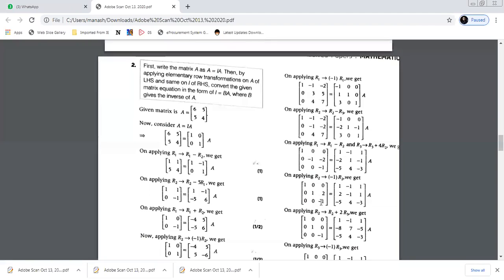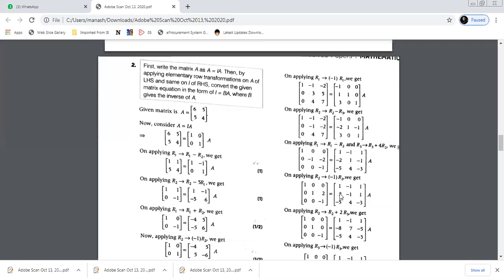So next step, what is left only? You have to make this element equal to 0 and this element equal to 1. Very simple. How can you make this equal to 0? 2 minus 2. So how can you do this one? Row 2 tends to row 2 plus 2 row 3. So 2 plus 2 into -1, so 2 minus 2, which is equal to 0.